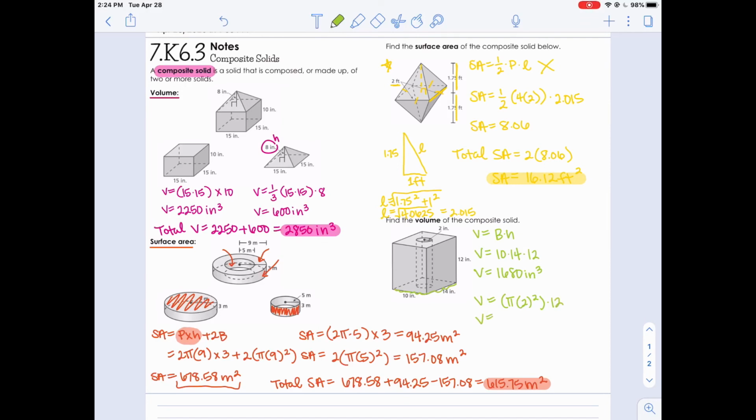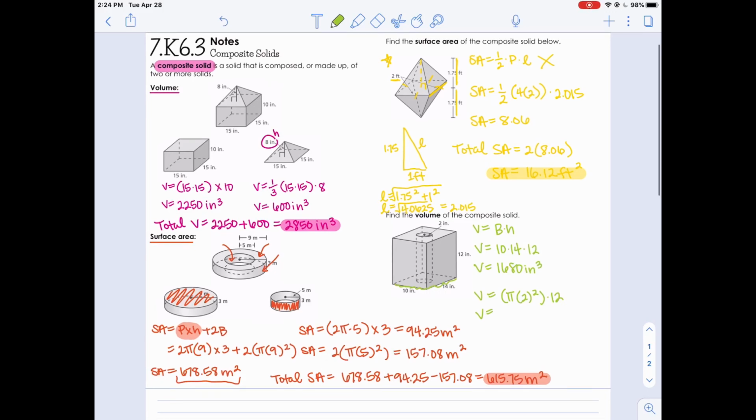Okay, so we just need to plug that into our calculator and see what we get. So we either get 48 pi, or if we got a decimal, it is 150.8. And the units here are, again, inches cubed. So the total volume, good thing I use different colors because we would be very confused if not. Okay, the total volume is going to be the 1,680 minus our 48 pi.